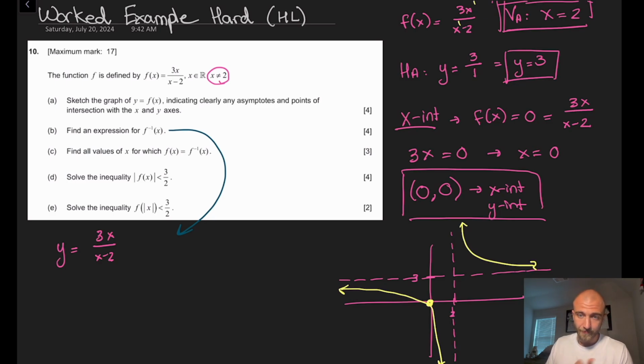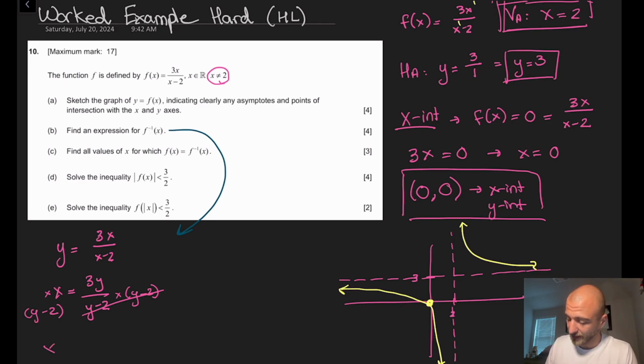And then I'm going to switch the x's and the y's. So I'll write this as x is equal to 3y over y minus 2. And from there, nice and simple, we're just going to solve this equation for y. First thing we do is we multiply both sides of this equation by y minus 2. That cancels out those on the right side.